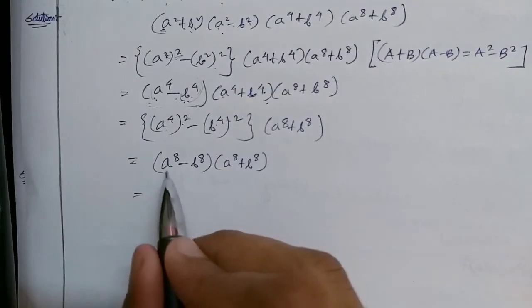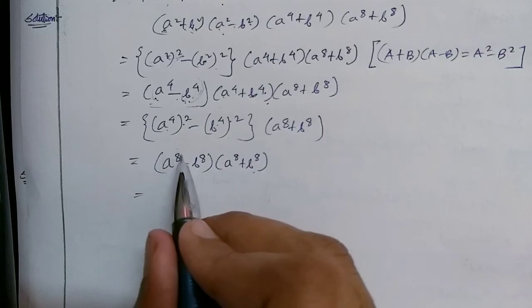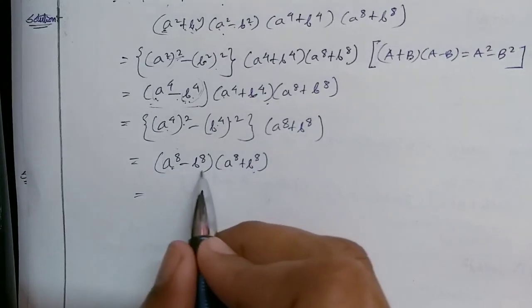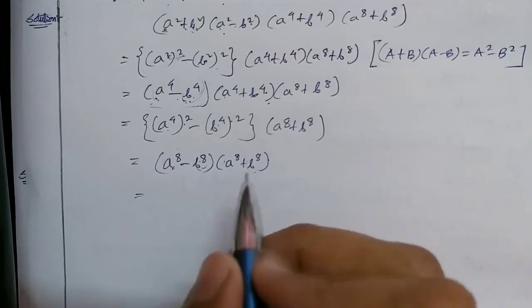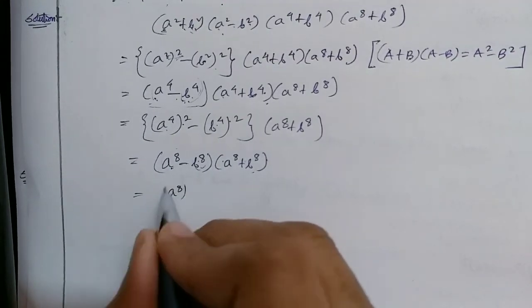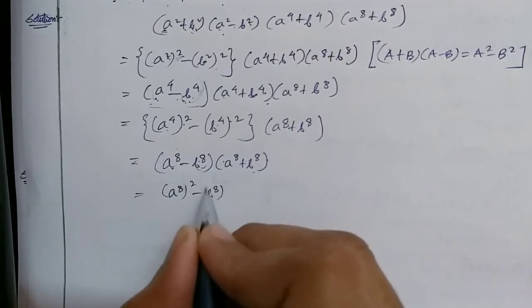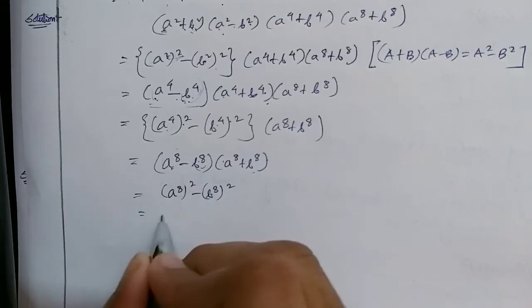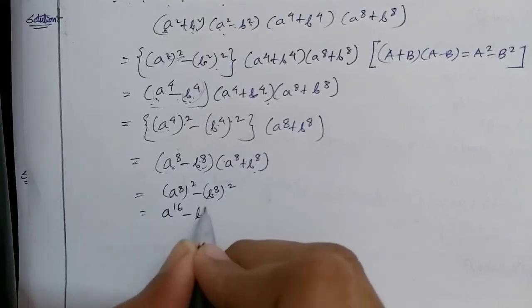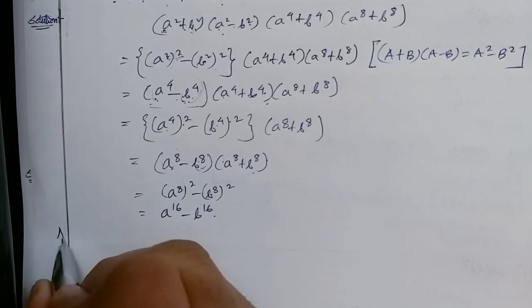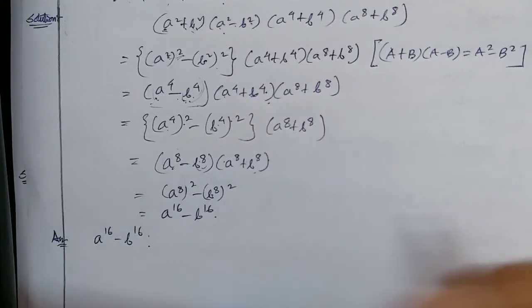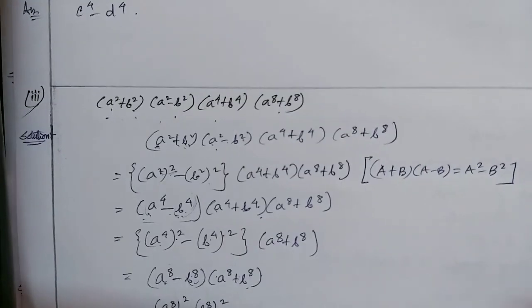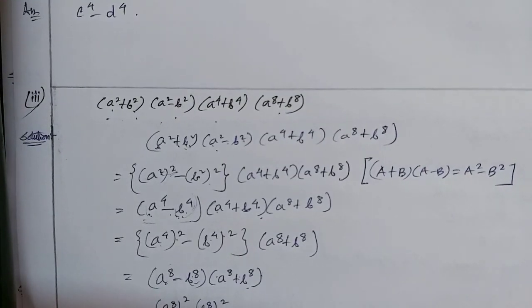Now for this part, again this a to the power 8 as a whole behaves as an A and this b to the power 8 as a whole behaves as a B, so (A - B) into (A + B), so therefore we are getting (a to the power 8) whole square minus (b to the power 8) whole square, right? So this will give you a to the power 16 minus b to the power 16. Therefore the answer is a to the power 16 minus b to the power 16. This is the continued product of this given expression, which we have evaluated using the formula.